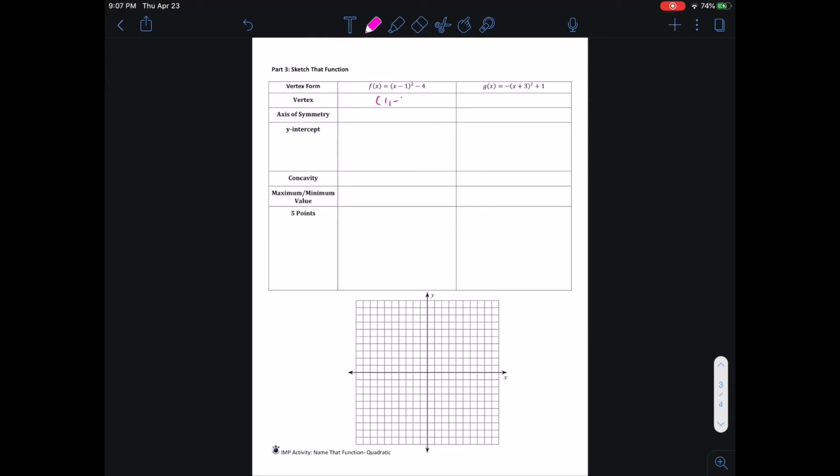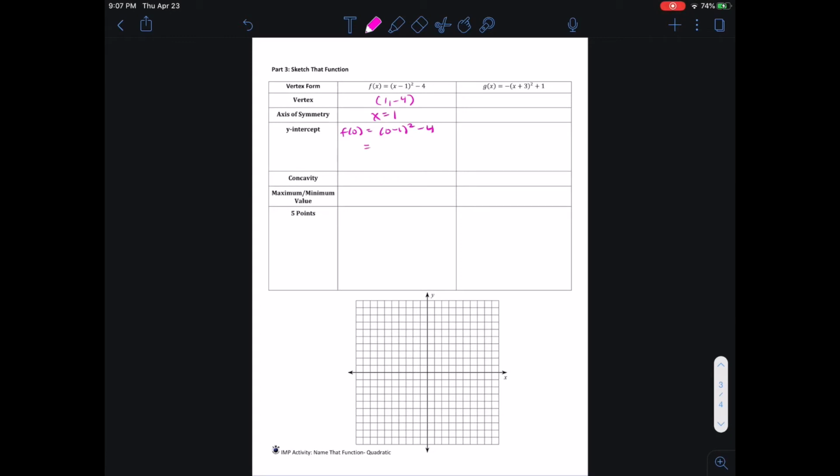So here with very little work, I know that the vertex is 1, -4. And because my vertex is at 1, -4, I know that my axis of symmetry is just x equals 1. Now to find the y-intercept, I'm going to plug in 0 for x. And again, you want to carefully plug in 0 for x.